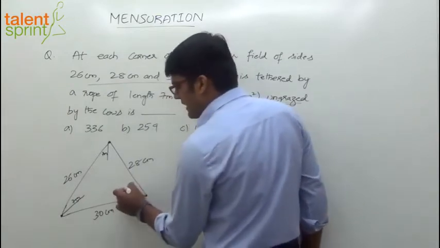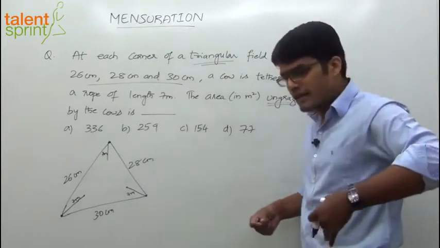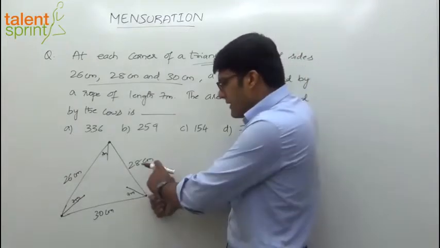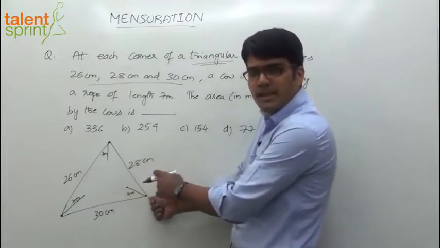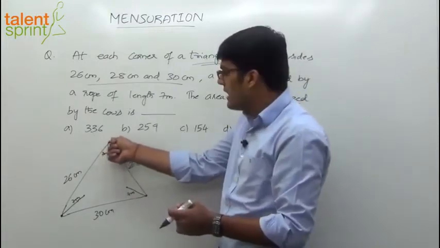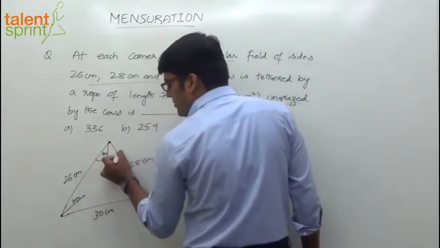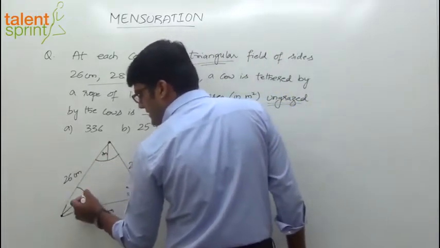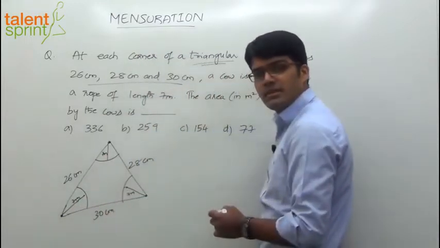So what happens? See, the cow has flexibility to graze. It has the flexibility to cover a region with a radius of 7 meters. You understand? It is fixed at this point and the rope length is also fixed. So what happens? The cow can cover this much of portion, which is a part of a circle. This much of portion, which is another part of a circle, and this portion. Are you able to follow?